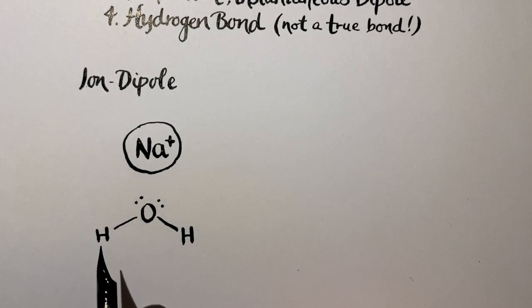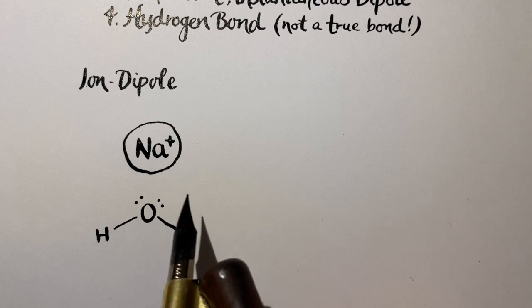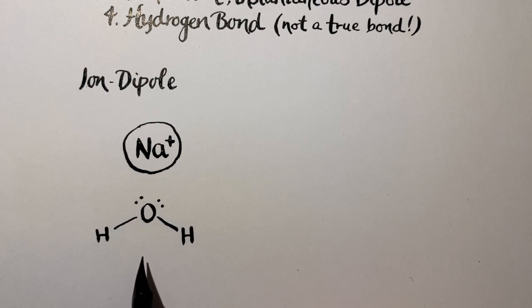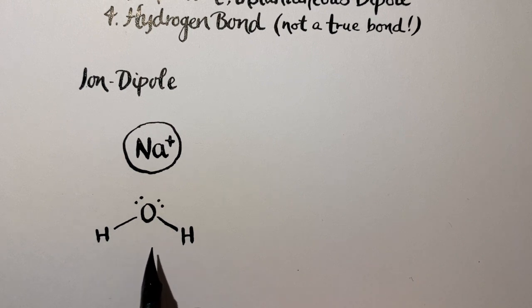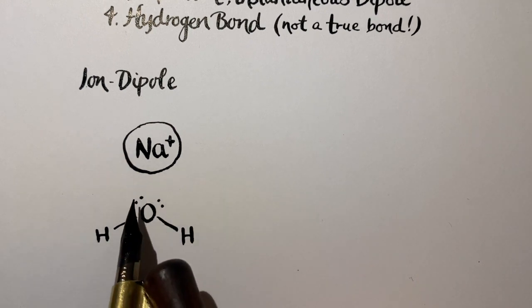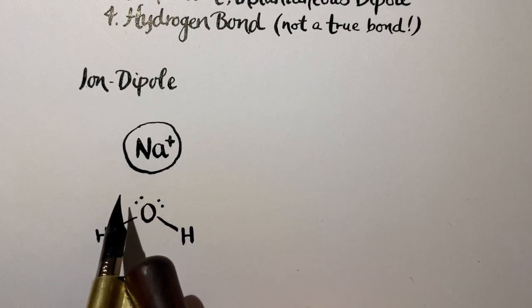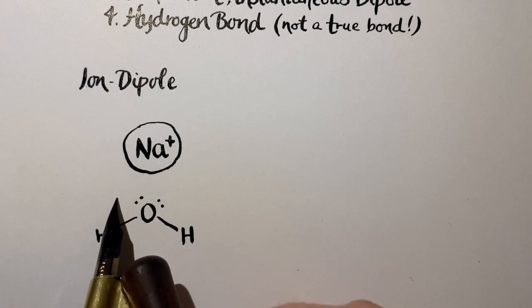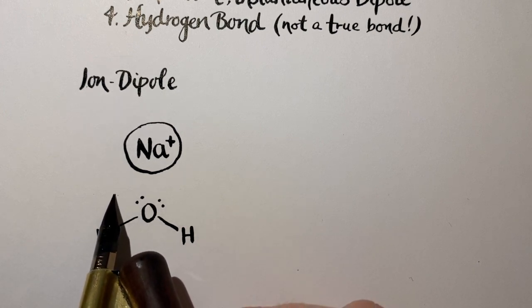Yay. Okay, so if we compare this side of the molecule to this side, because oxygen draws electron density towards it more effectively than hydrogens do, that means this side of the molecule will be slightly more negative, okay? Not a full negative charge, but just partial.